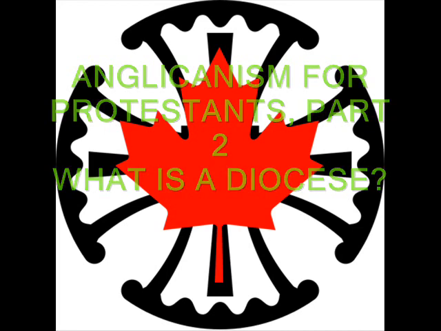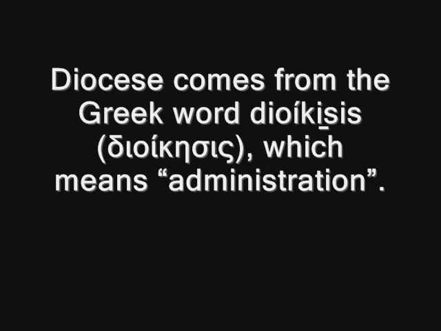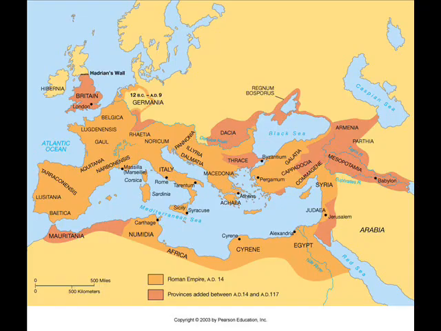What is a diocese? A diocese is an area of the church under the control of a bishop and is the smallest part that is legally incorporated. The word diocese comes from the Greek word diocesis, which means administration. In the later Roman Empire, a diocese was an administrative area. As Christianity became the dominant religion of the Roman Empire, the term was used to describe the territory that an episcopus or bishop had authority over.